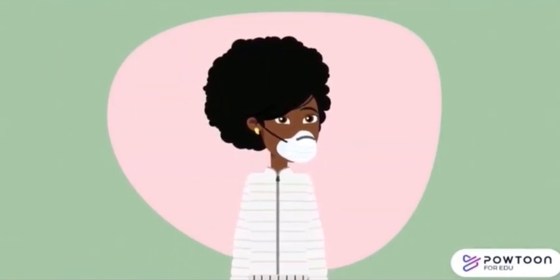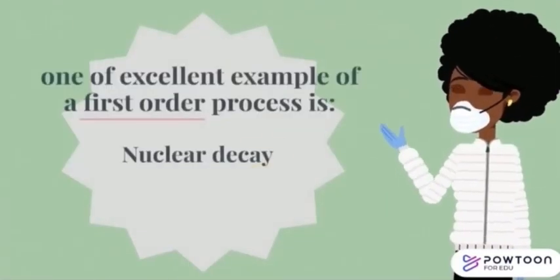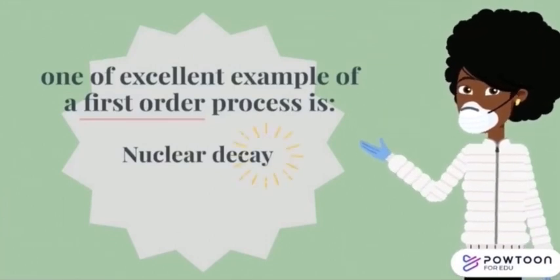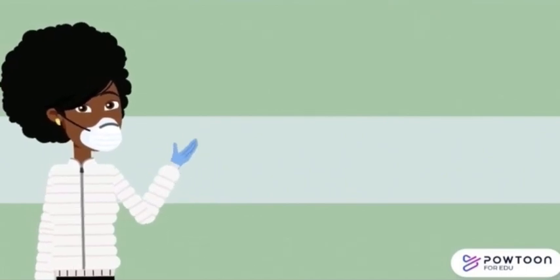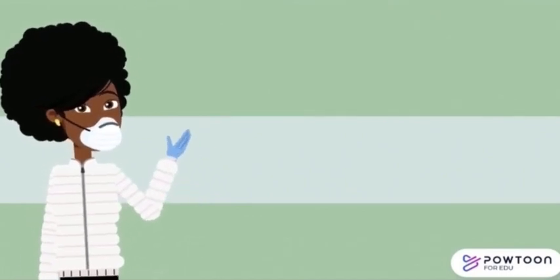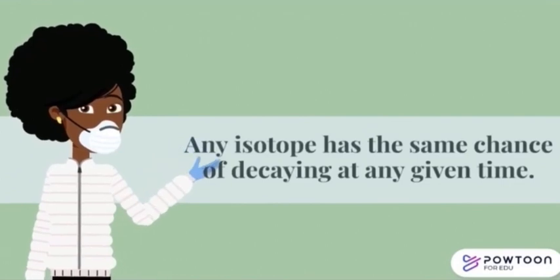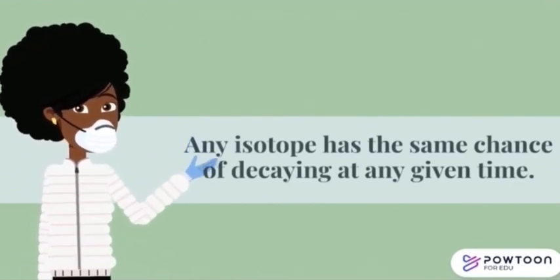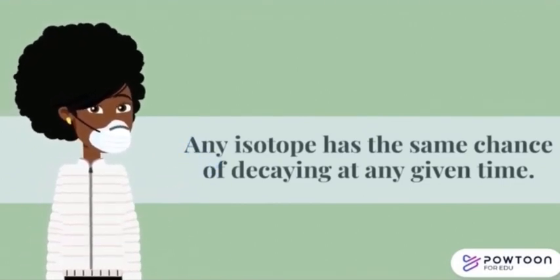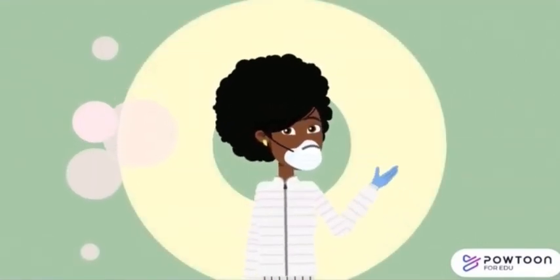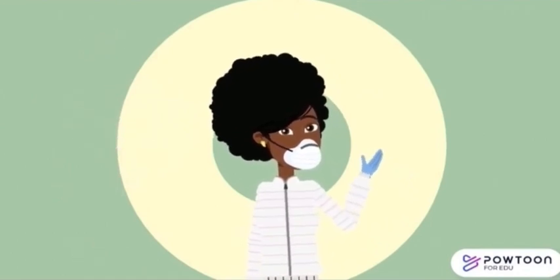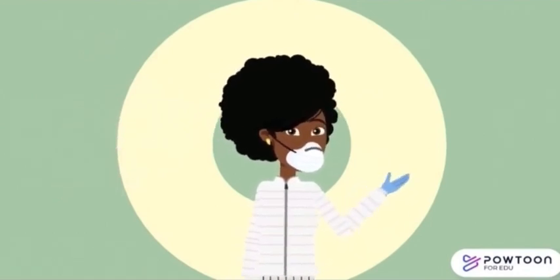And when a reaction overall is a first-order reaction, then the rate of reaction is simply proportional to the amount of that reactant. One of the excellent examples of a first-order reaction is nuclear decay. The rate of decay is simply proportional to the amount of the radioactive isotope. This is due to the fact that any isotope has the same chance of decaying at any given time. So, the more isotopes there are, the more they can decay, and over time, fewer isotopes will be able to decay.